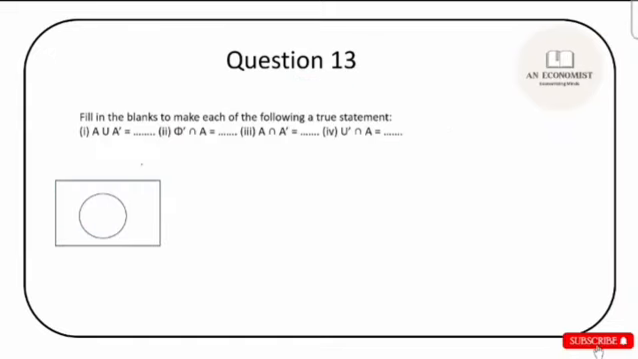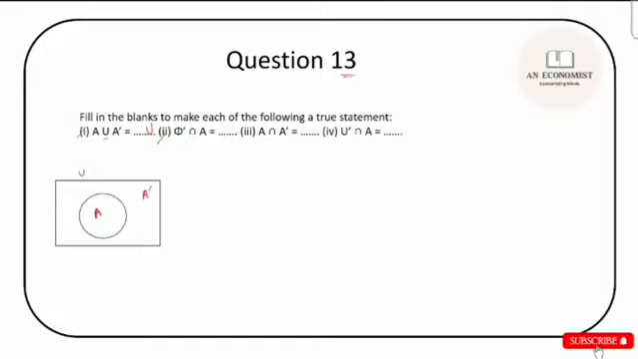Let's do another question. Question number 30: fill in the blanks to make each of the following statements a true statement. What will be A union A complement? Suppose this is the universal set and this is set A, so everything else will be set A complement. If you take the union of A and A complement, it will be the entire universal set. You can verify from this diagram.